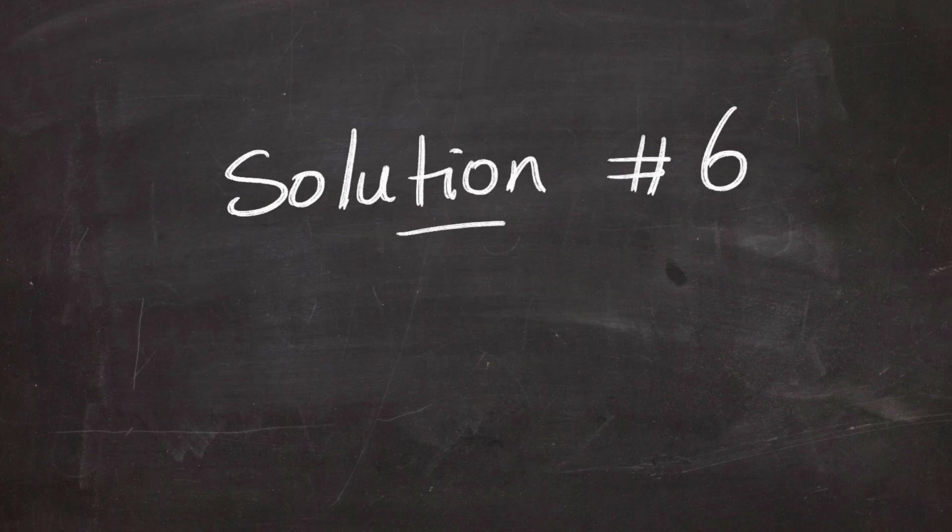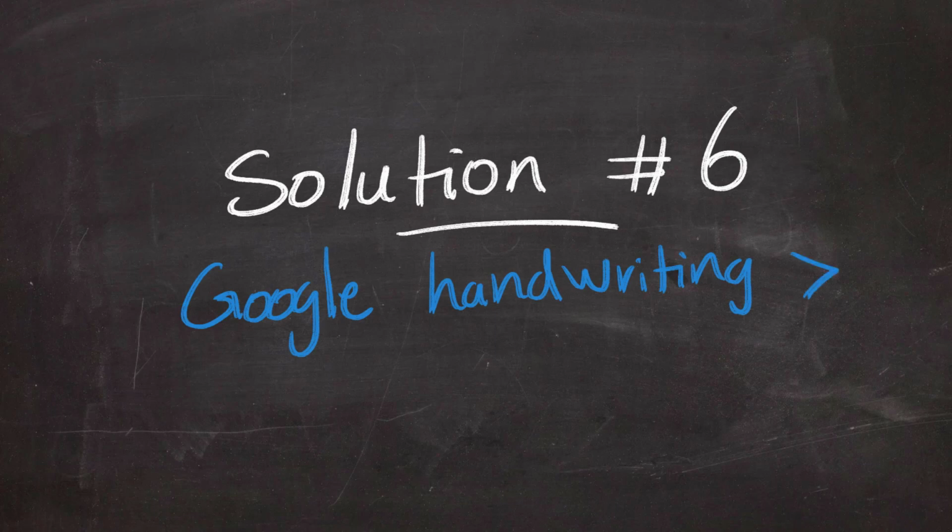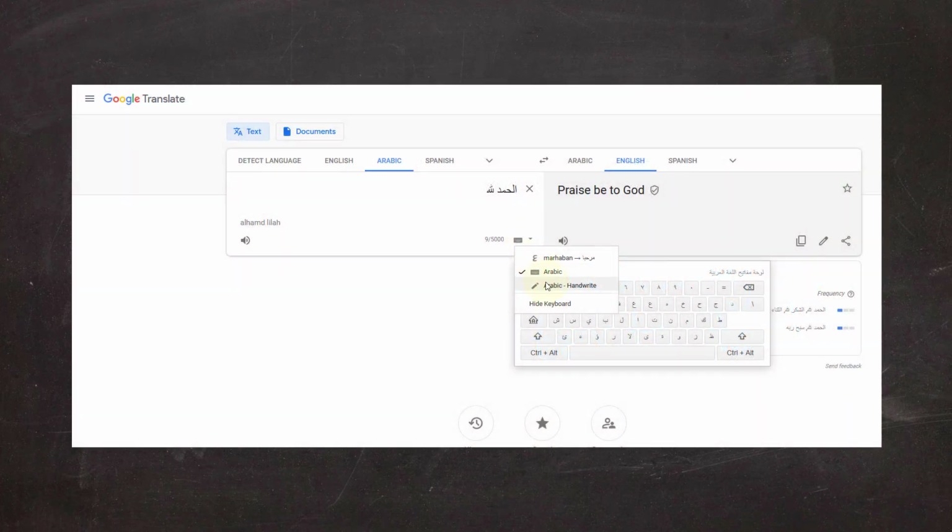Solution number 6. Using Google's Handwriting to Text tool. This is quite a fun way to try and type in Arabic. It also trains your skill to draw letters and words. Though you'll have to do that using your mouse, it could still be a lot of fun to try out. So of course it requires using the last option that we have on Google Translate, and that is the Arabic Handwrite.